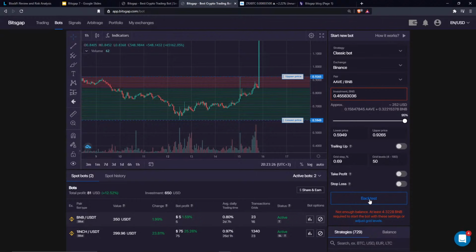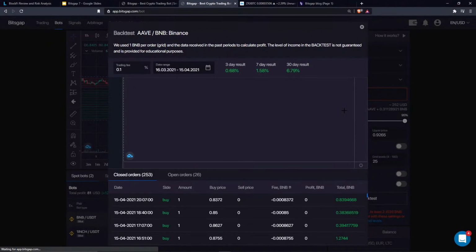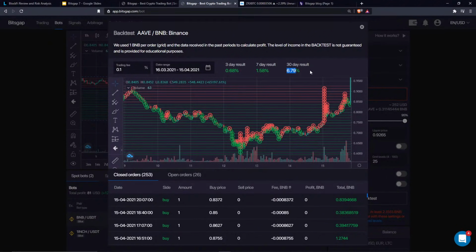And in the backtest, you can stress test it. So what if I would have launched the bot on the same period, but with maybe only 25 grid levels? So what would be the return then? You see, it would be 6.79% instead of 5%.